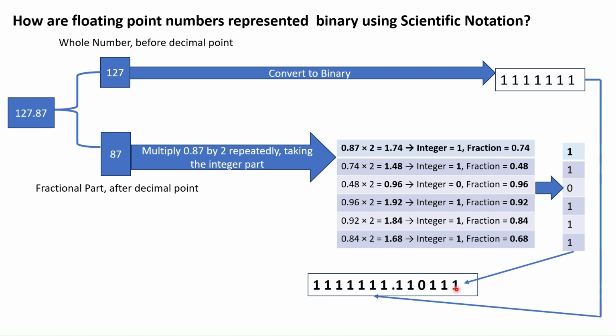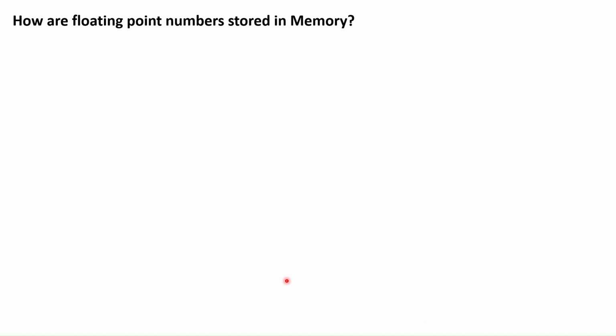So your result of scientific notation for 127.87 is this one. Earlier computers stored numbers like this, but in modern computers this scientific notation result is not stored. So again, they will convert to another form. So we will now discuss how in modern computers the floating point numbers are stored.